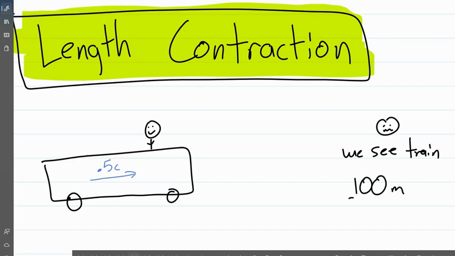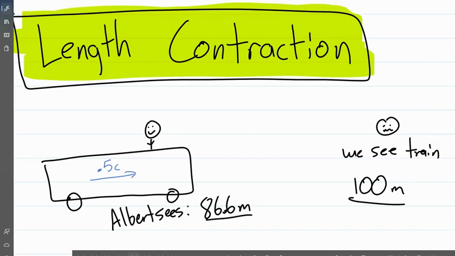Well, Albert is moving. So Albert experiences this length contraction. So Albert, instead of seeing the train as 100 meters long, and I'm doing the math real fast here, Albert sees this train as 86.6 meters long. And here's the thing, we're both right.